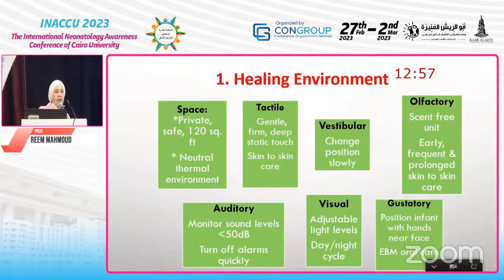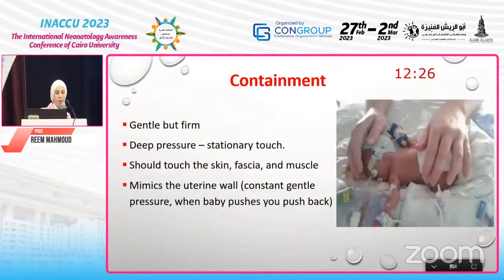Healing environment is not only space and privacy, but it involves all the sensations and experiences to which the baby is subjected in the NICU. The development of the sensory system in the fetus has a certain order, starting with touch, then proprioception, olfaction, auditory, ending with gustatory and visual. So the baby is not prepared for any visual stimuli before 37 to 40 weeks after birth.